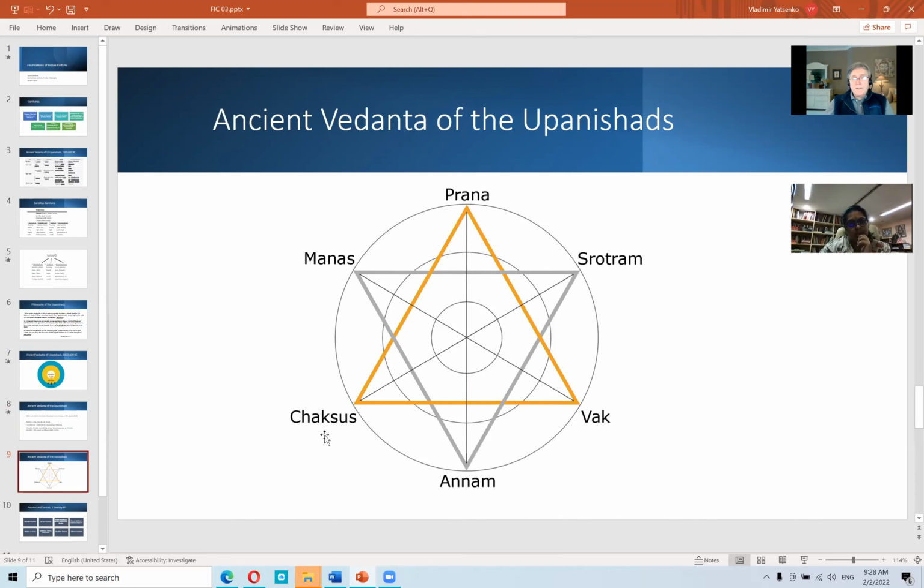Chakshus, sight, seeing, Shrotram, hearing, Vak, speech, Manas, mind, Prana, breathing in, Annam, matter. So you can see that they are in opposites, as it were. Chakshuh and Shrotram, seeing and hearing, Manas and Vak, the mind and word, and Annam and Prana, matter and Prana. So this is how it is viewed.